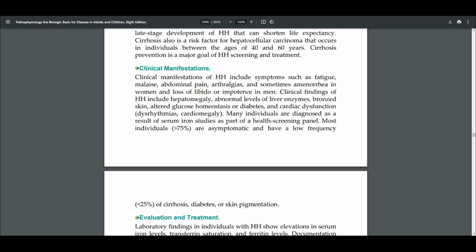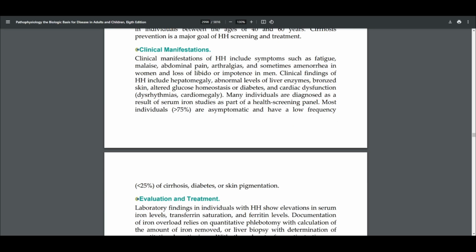So, the clinical manifestations of HH include symptoms of fatigue, malaise, abdominal pain, arthralgias, and sometimes amenorrhea in women and loss of libido or impotence in men. Clinical findings of HH include hepatomegaly, abnormal levels of liver enzymes, bronze skin, altered glucose homeostasis or diabetes, and cardiac dysfunction. Many individuals are diagnosed as a result of serum iron studies as part of a health screening panel. Most individuals are asymptomatic and have a low frequency of cirrhosis, diabetes, or skin pigmentation.